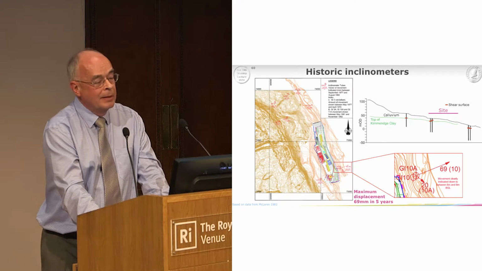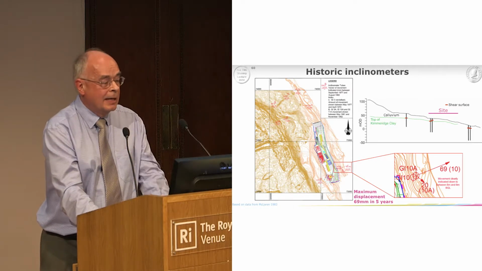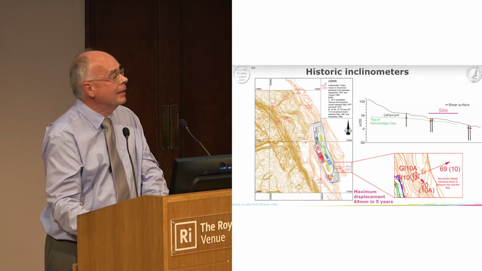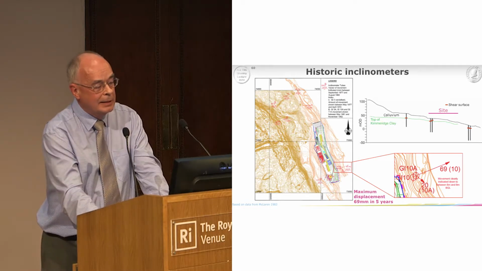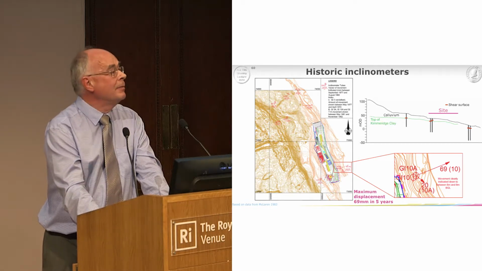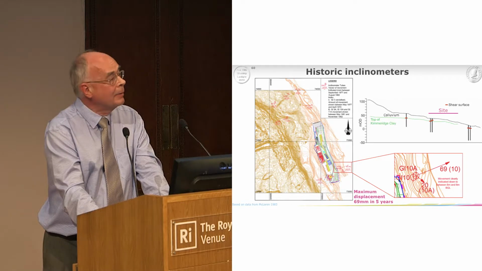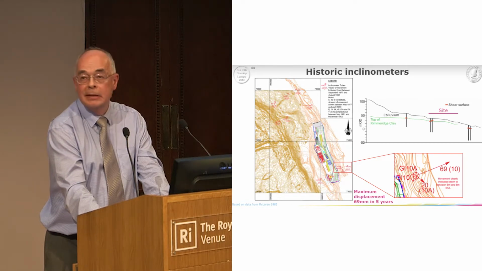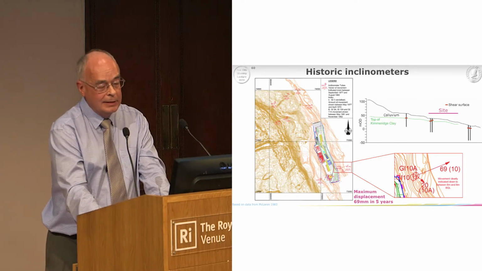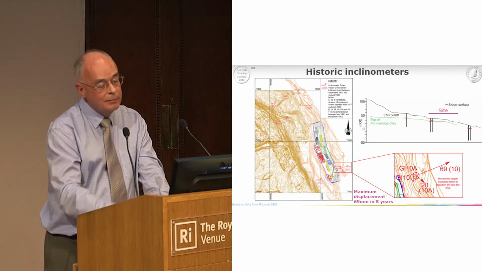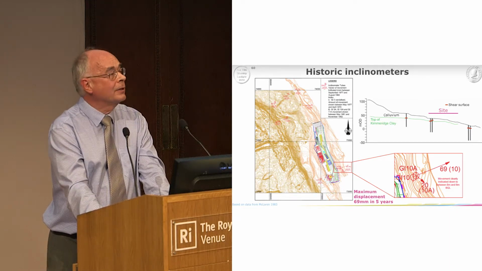He'd put in some inclinometers, and you can see on the map on the left-hand side the vectors of movement for these inclinometers. The largest movement was the one in the insert in the bottom right, which was 69 millimetres over a period of 5 years. And this is a little landslide just in front of the site on the coast.